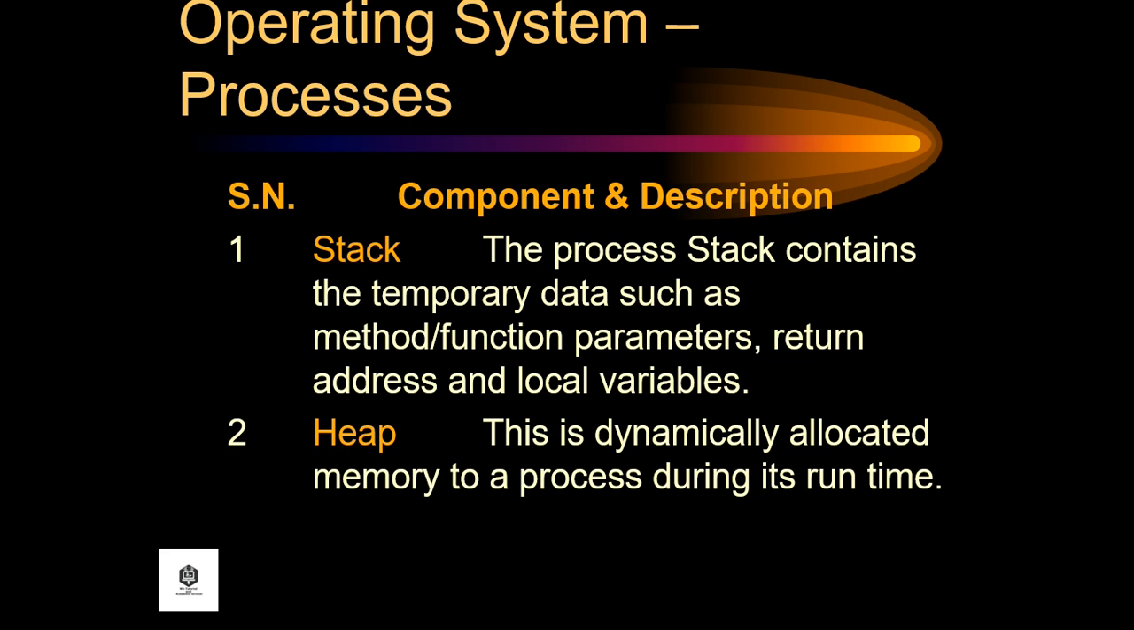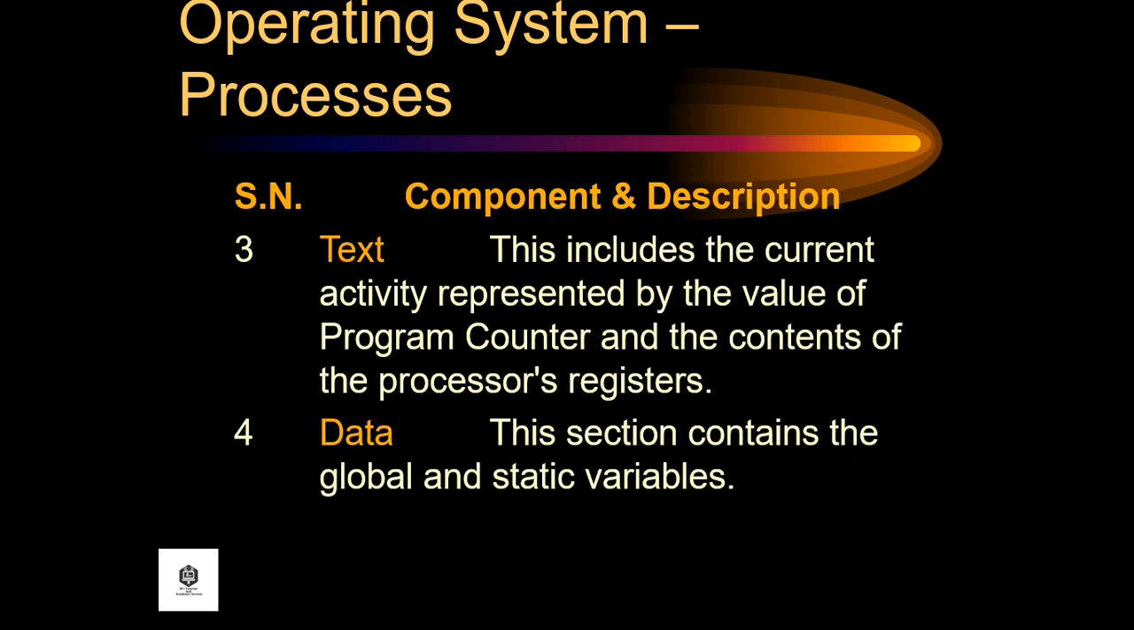Let's define the component and description of stack. The process stack contains the temporary data such as method or function parameters, return address, and local variables. Then the heap. This is dynamically allocated memory to a process during its runtime. Next is the text. This includes the current activity represented by the value of program counter and the contents of the processor's registers. And the data, wherein this section contains the global and static variables.